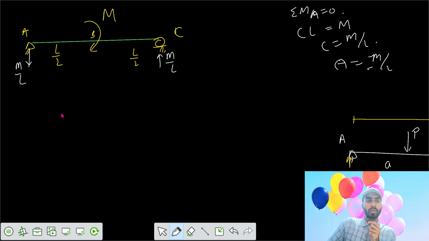So we have to get the moment equation. Say this is your value of x just before C. We can write here the shear force is V x and the moment here is M x. We can write that minus M by L, because your A reaction is downwards, so anti-clockwise moment of M by L into x.